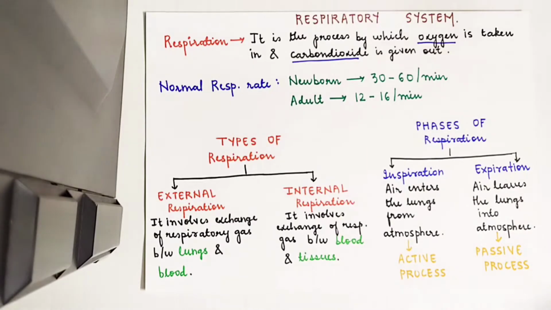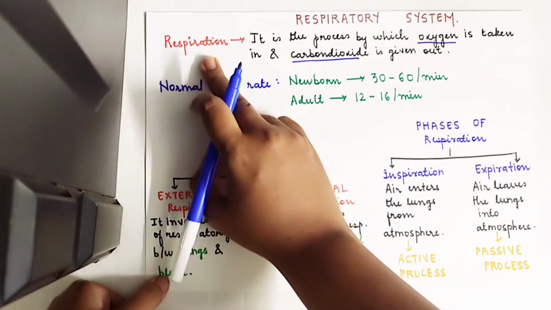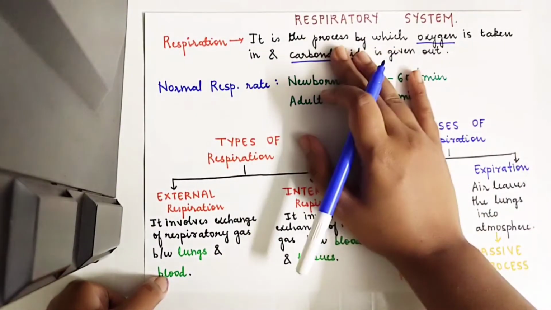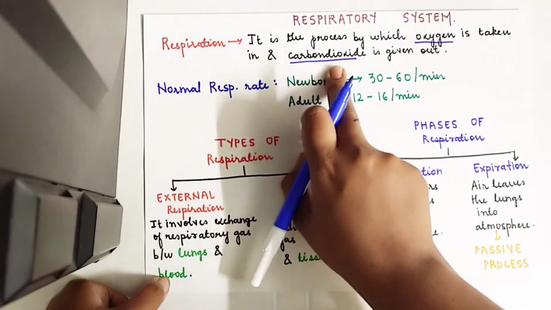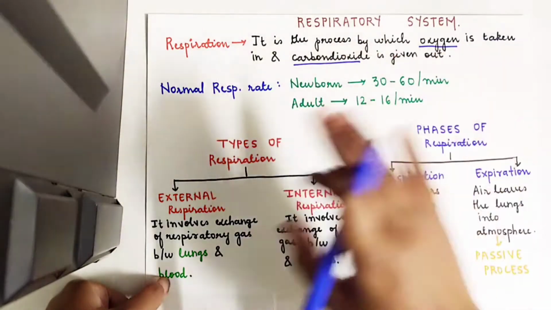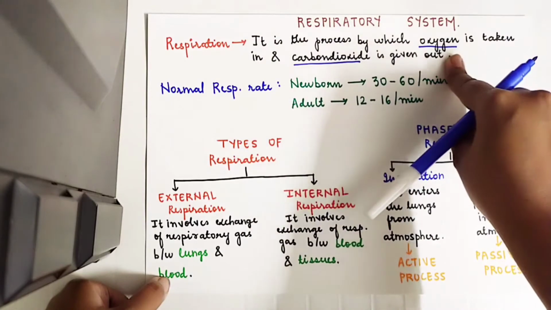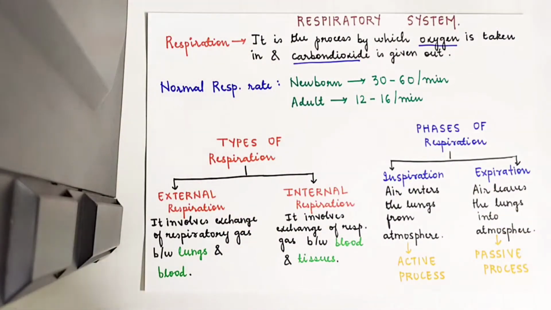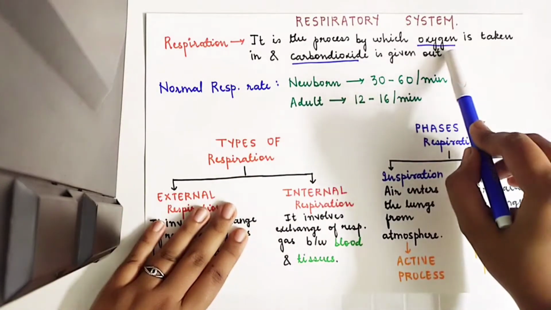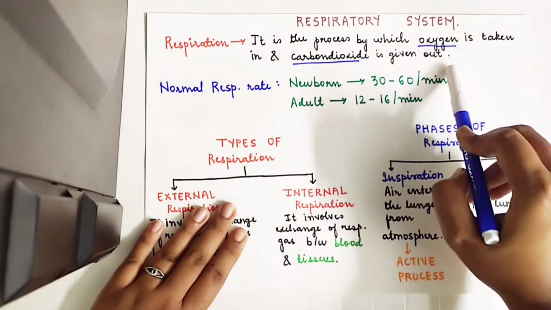The respiratory system. So we'll be doing the introductory part. Starting with the definition of respiration. It is the process by which oxygen is taken in and carbon dioxide is given out. So from this we can say that there are mainly two respiratory gases. First is oxygen and second is carbon dioxide. In this process, mainly the oxygen is taken inside the body and the carbon dioxide is given out.